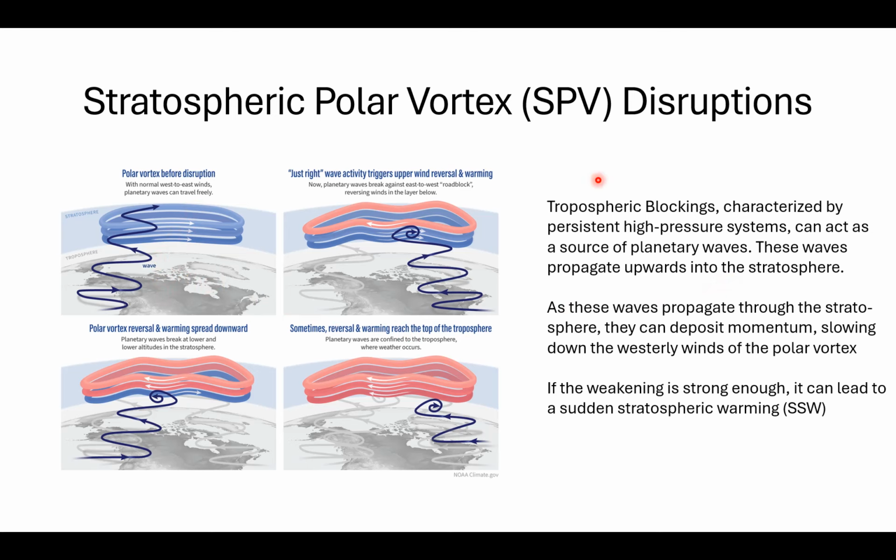In a lot of cases, certain upper level blocking patterns tend to send those waves up from the troposphere to the stratosphere. It precedes those stratospheric polar vortex disruptions, in other words. And as these waves propagate through the stratosphere, they can deposit momentum, slowing down the westerly winds of that polar vortex within the stratosphere. And if the weakening is strong enough, it can lead to a sudden stratospheric warming event.